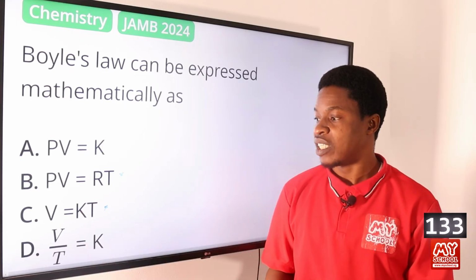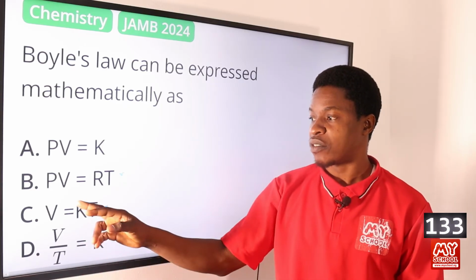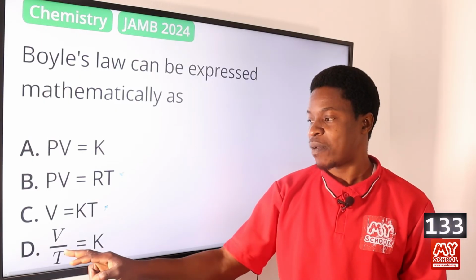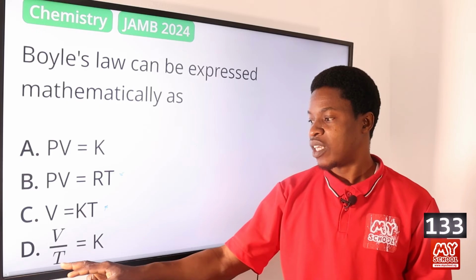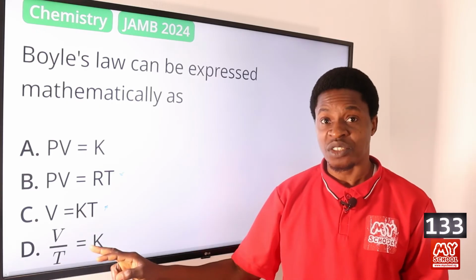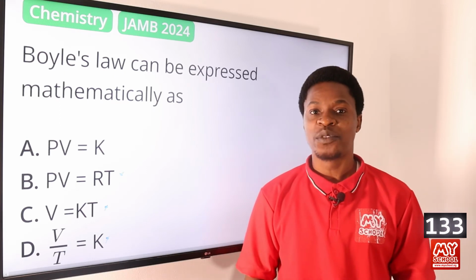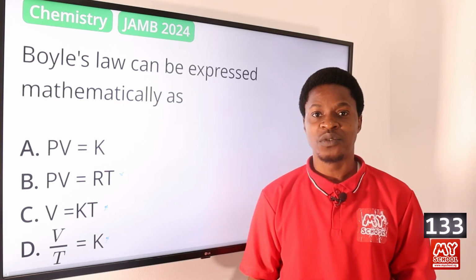And then option D is V over T equals K. Options C and D are the same thing, because when you cross multiply, you have V equals KT, which is your Charles' law. So this also is not correct. The correct answer is option A, PV equals K.